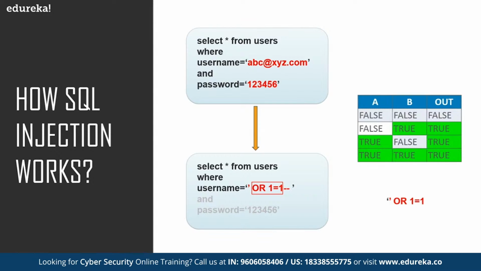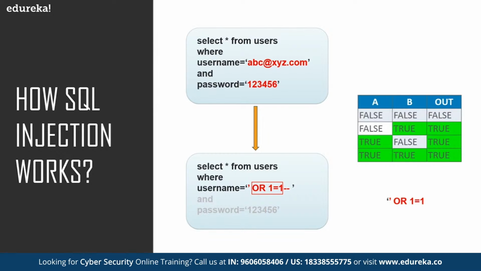Now the first inverted comma is used to close the string parameter. Whenever you give something as an input in the input box of the web application, it is considered as a string in most cases, especially for username and password. So the first inverted comma is used to close this string parameter. Then there is the OR function, and after that there is a statement that is 1 equal to 1.